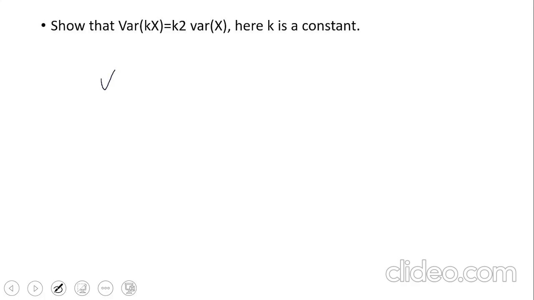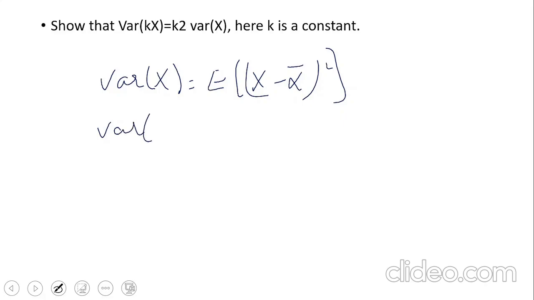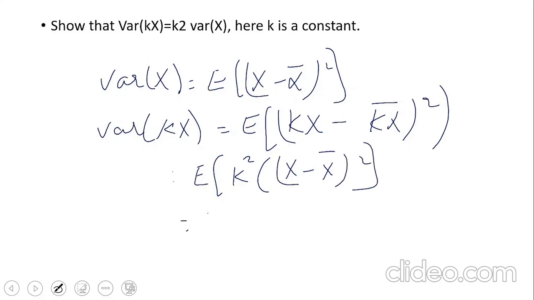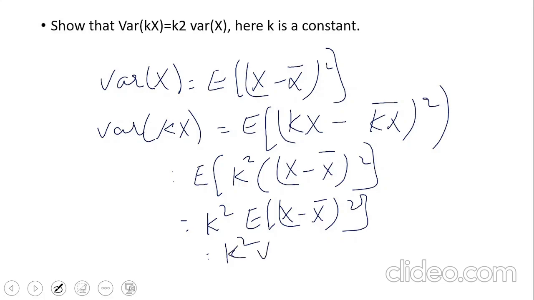If you know, variance of X is equal to, what is the formula? Expected value of X minus X bar whole square. Now we are having variance of kX, so in place of X we have to write kX. So kX minus kX bar whole square. That is the expected value of, k is constant, take it outside. So k squared into X minus X bar squared. Again k is constant, k squared is also constant, you can take it outside from the expectation: the expected value of X minus X bar whole square. So that is k squared into, this is nothing but the variance of X. So this is one of the properties of the variance.